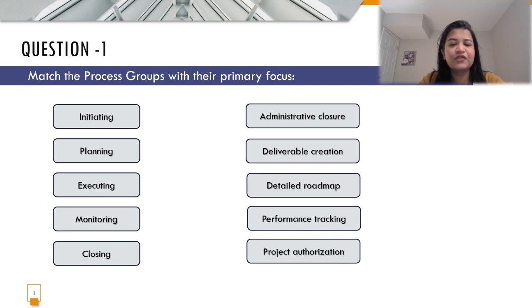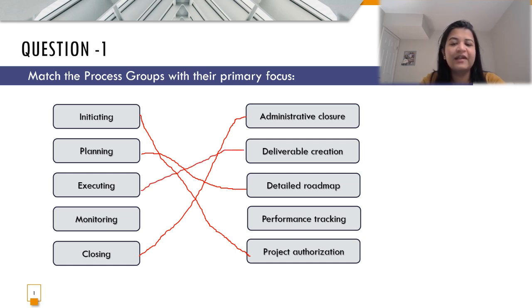Whenever you encounter such a problem, please use a similar approach. I can right away mark closing as the administrative closure. Initiating is definitely going to be the project authorization. Planning comes in to decide the detailed roadmap for the project. Executing is to create the deliverable, that is, to execute the roadmap that you have created. And monitoring comes in terms of performance monitoring.